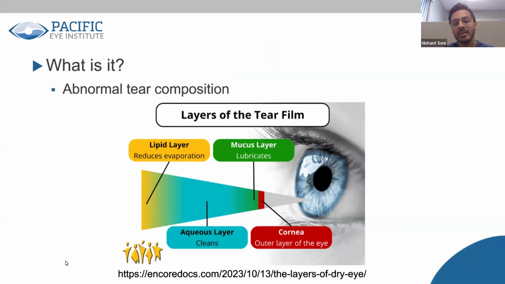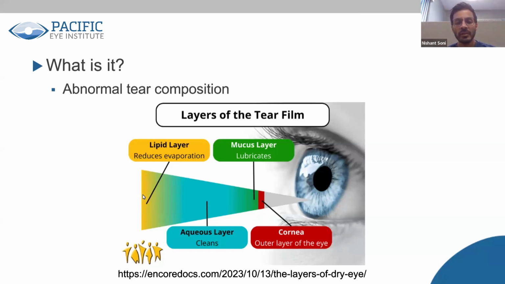There are three main layers of the tear film. So if you look at this red line, as we go from the right to the left, we're going from closer to the eye to farther away from the eye. The red represents the cornea, which is the actual physical front clear surface of the eye. The first layer is this greenish depiction. That's called the mucus layer. That lubricates the eye. The second layer is the aqueous layer, or the liquid layer of the tears. And then the third layer is the lipid layer, or the oil layer of the tears.